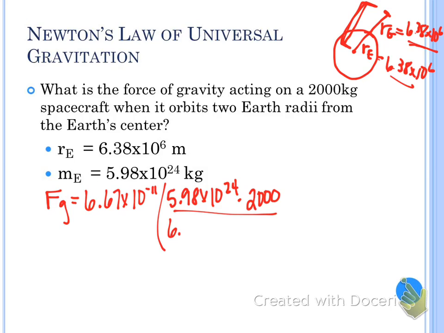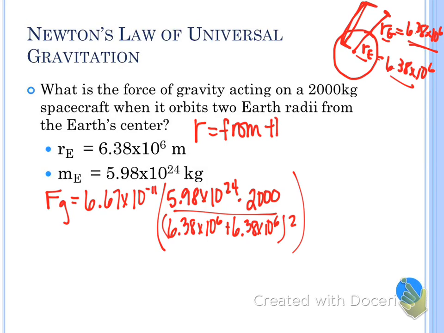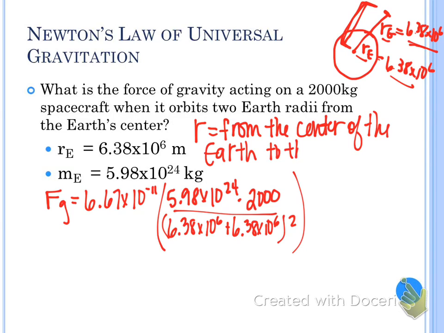Okay, so we're going to take 6.38 times 10 to the 6th plus 6.38 times 10 to the 6th, and we square that whole entire term. Okay, you could have also taken 6.38 times 10 to the 6th and multiplied it by 2 since it's 2 RE. But you can also just add those together. The reason we're doing that, and this is important, is because radius should always be from the center of the Earth to the object.